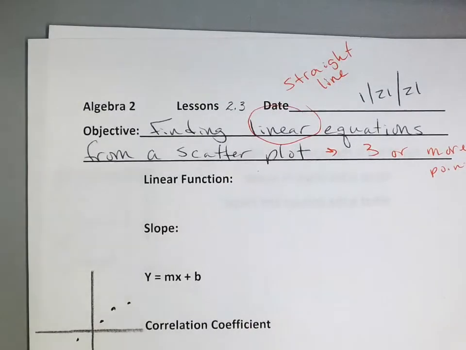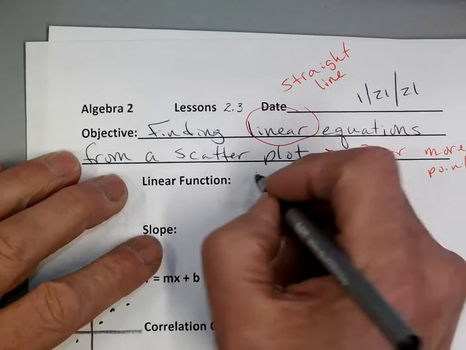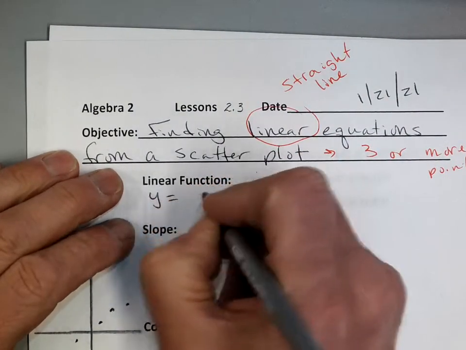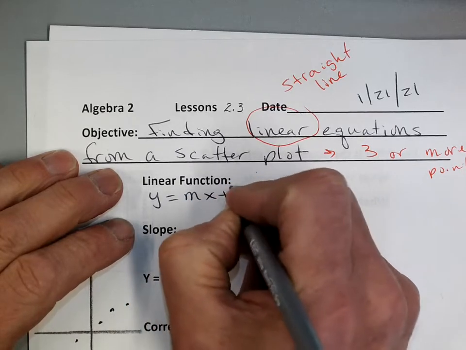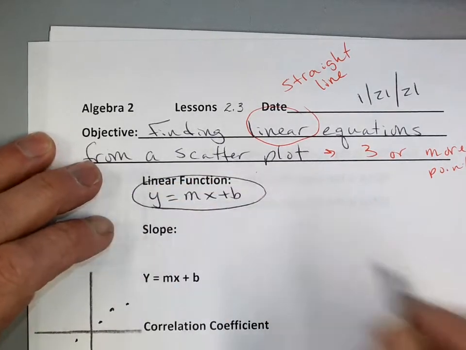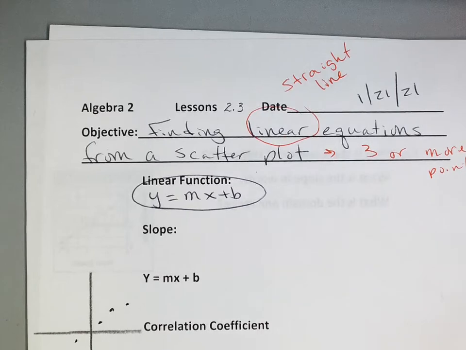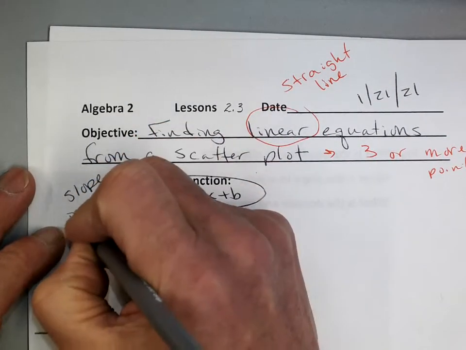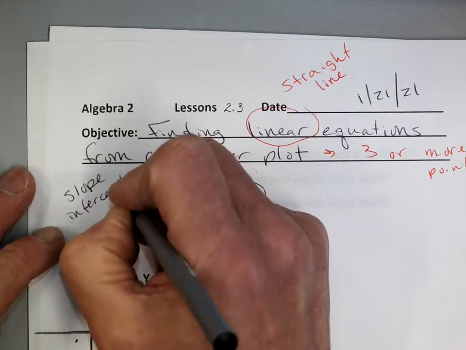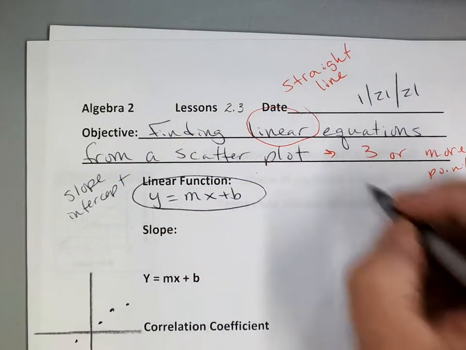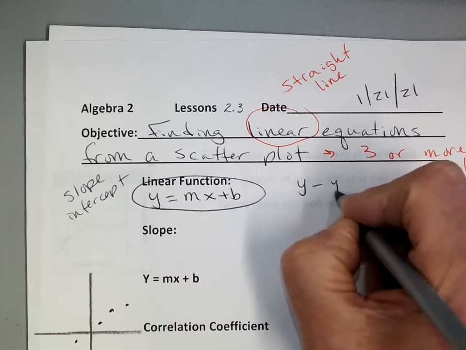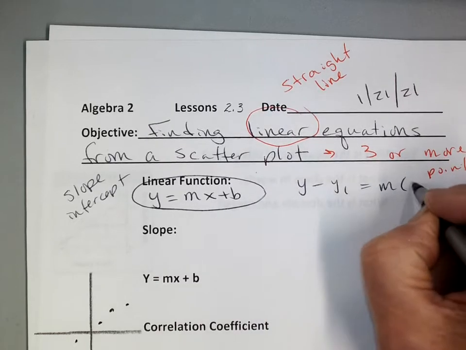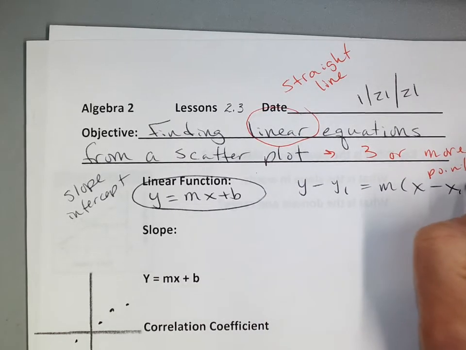Okay, so first of all, we know that for a linear function, we can use y equals mx plus b. That's our slope-intercept form. Or we can use y minus y1 equals m times x minus x1. And that's one I like.